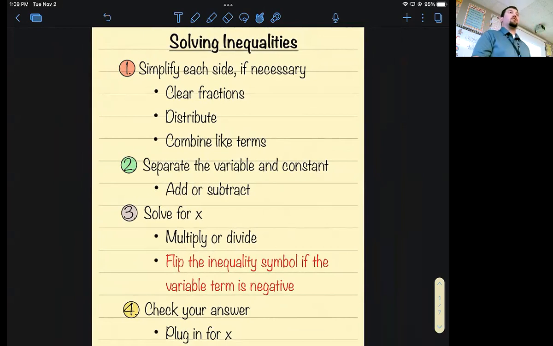Solving inequalities is just like solving equations, except that when you get to the multiplying and dividing step, which is always that last part, because you spend so much time distributing, combining like terms, adding, subtracting to move things around. When you finally get to that last step, I put this in red here. You have to flip the inequality symbol when multiplying or dividing by a negative number.